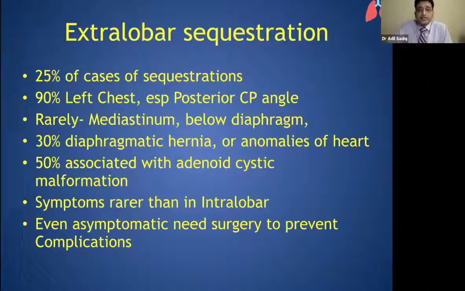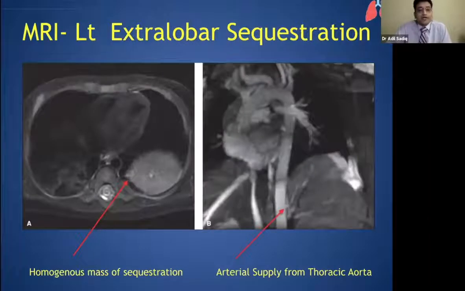Coming to extralobar sequestrations, they form 25% of the sequestrations. 90% of them are on the left side. Again, most commonly in the posterior costophrenic angle, very rarely in the mediastinum or below the diaphragm. 30% of them may be associated with a diaphragmatic hernia, and more importantly, 50% of them have an association with adenoid cystic malformation. So obviously symptoms are rarer than with an intralobar because they're not directly connected with the lung, but even asymptomatic patients need surgery to prevent the complications that I spoke about.